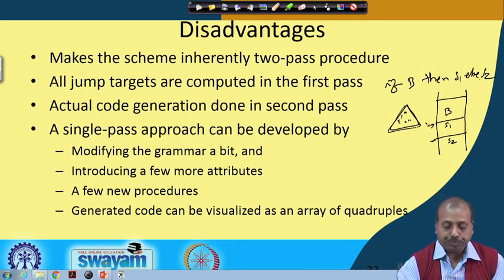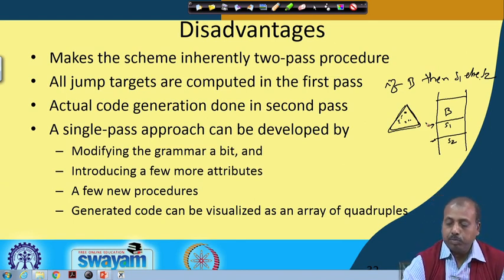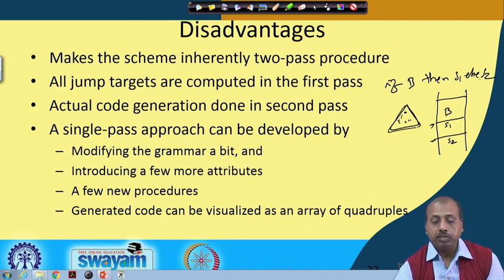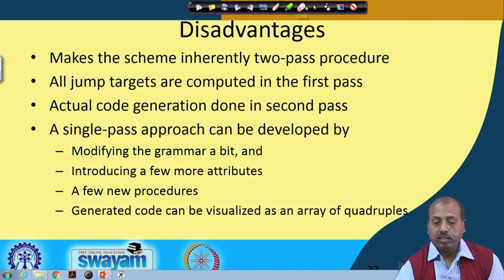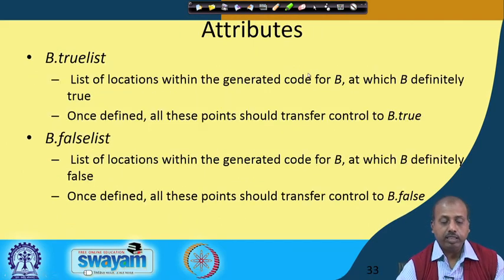So, I need to do something so that in the first pass I can know the offset values. Okay. The second pass I do that. However, in the single pass procedure, we have to modify something so that we can generate the code. So, how is it being done?